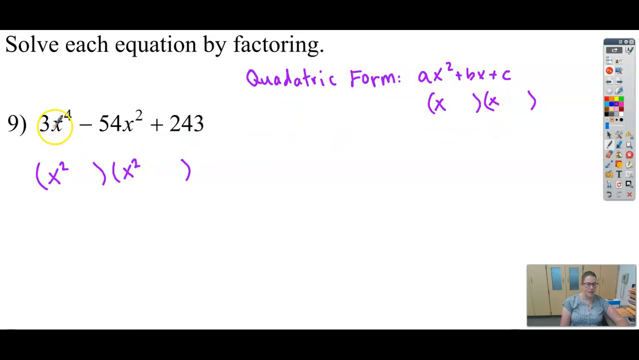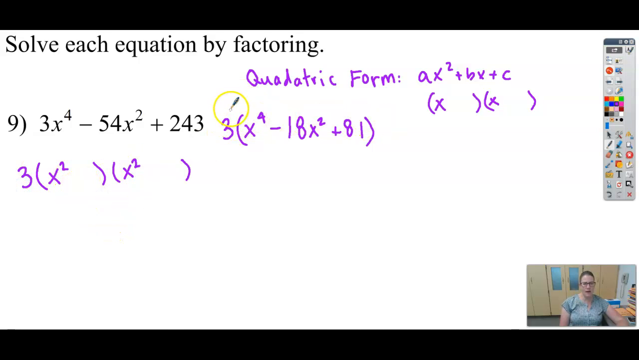The very first thing I always want to do when I'm factoring is look for a common factor. I can see that 3 and 54 and 243 all have a common factor of 3. So my first step is to pull out that greatest common factor. If I do that, that leaves x to the 4th, 54 divided by 3 is 18, so 18x squared, and then 243 divided by 3 is 81. I'm just pulling that common factor of 3 out, so I will have a 3 in front of this when I get it in factored form.